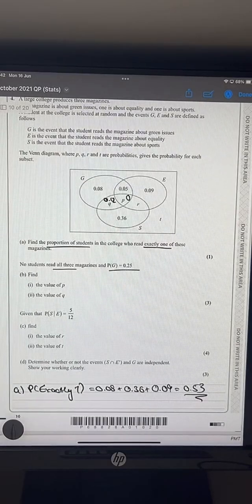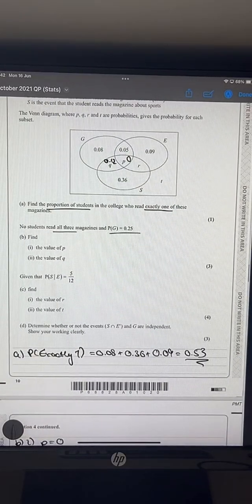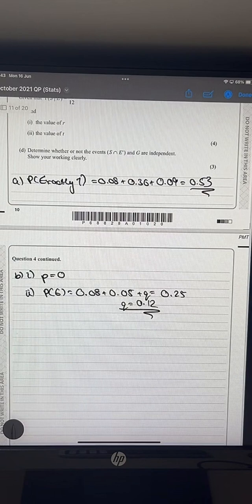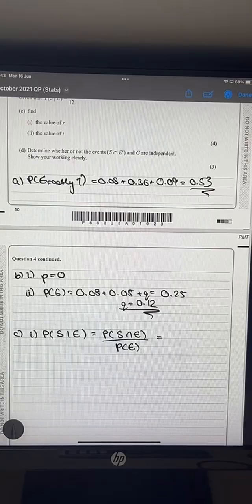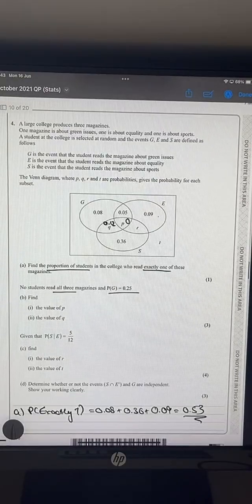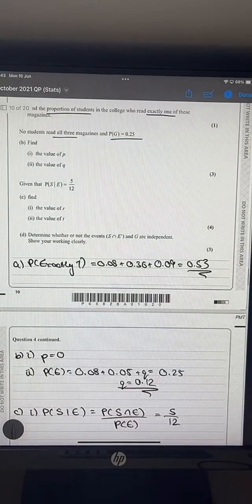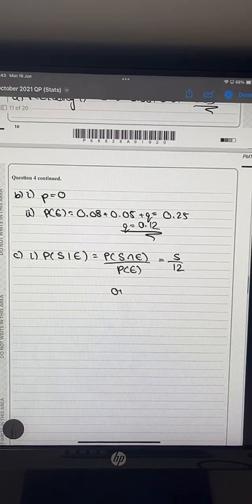Now they've given me some more information. Given that P(S given E) is 5/12, find the value of R and then find the value of T. So straight away, you want to write down the formula you know for given that. So P(S given E) is equal to the probability of S and E divided by the probability of E. That we're told is 5/12. So I need to look for the intersection of S and E. So S is there, E is there. Well, that's just R. Well, 0 plus R. So I'm just going to write 0 plus R.